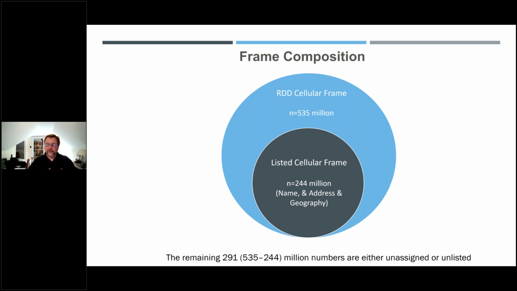And the RDD frame consists of listed numbers. There's a component of listed numbers. There's a component of unlisted numbers, basically numbers that are working, but we don't know anything beyond that. And the unassigned numbers, right? Because an RDD frame, a true RDD frame, contains every possible number. So a percentage of the numbers in the RDD frame are unassigned and non-working.